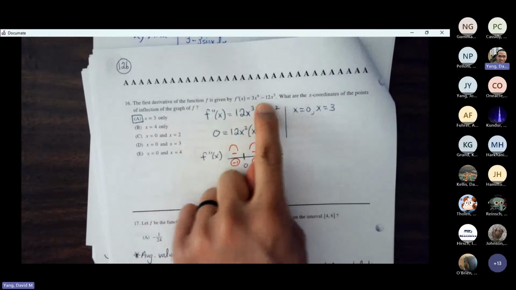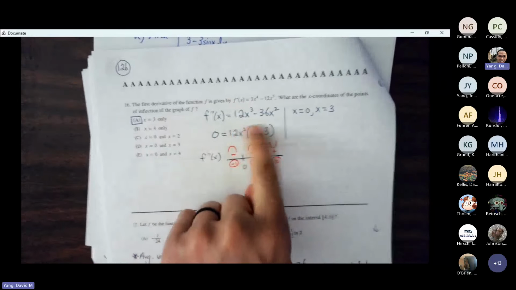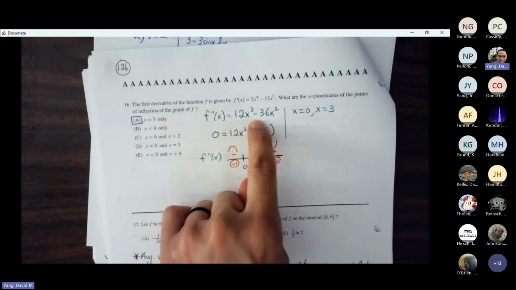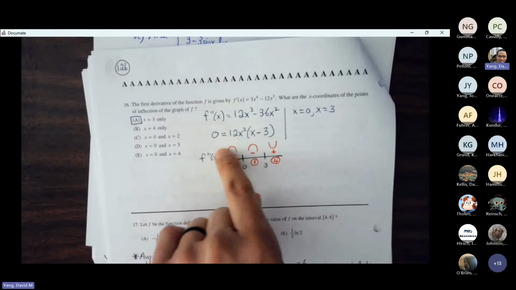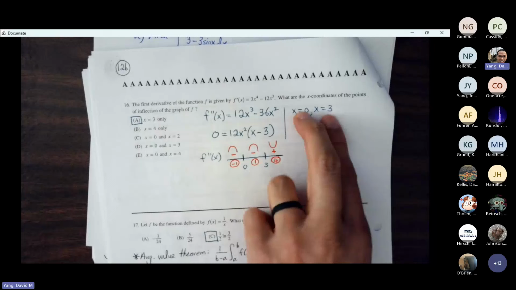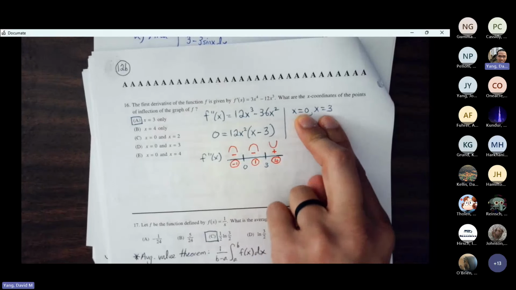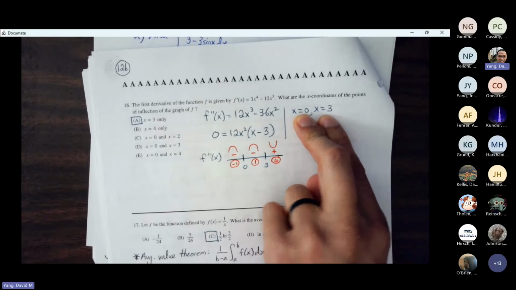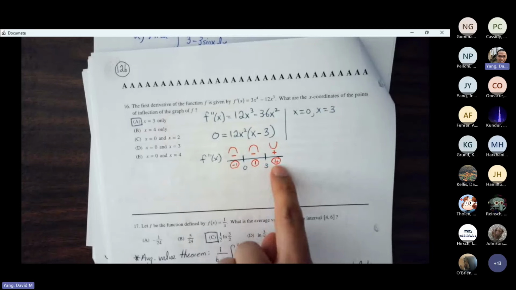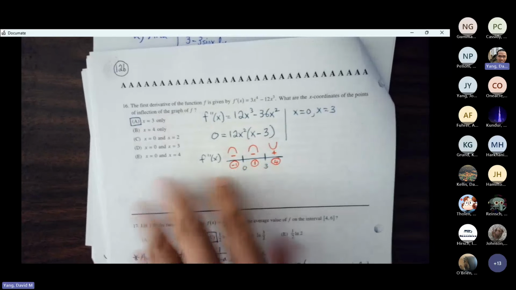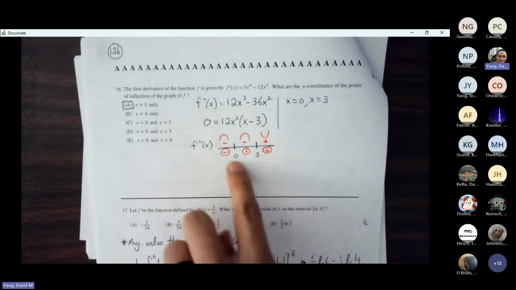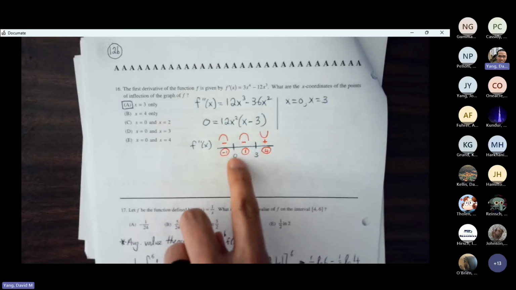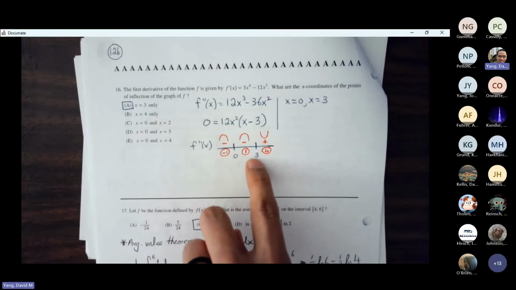Number 16, we want to find points of inflection. Points of inflection come from the second derivative. Once you get to the second derivative, you factor and solve, and you get 0 and 3. But be careful: we can't just say these x values have to be points of inflection. I still have to go through my concavity sign line, test these subintervals, and make sure there's a change in sign. If there's no change in sign, that's not a point of inflection. So the only point of inflection is going to be at x equals 3.